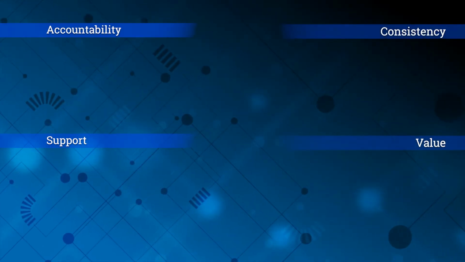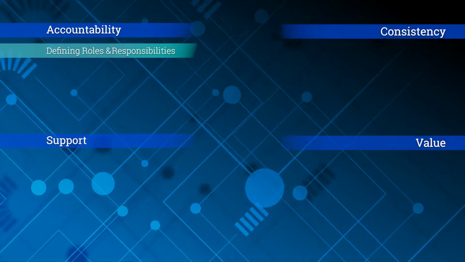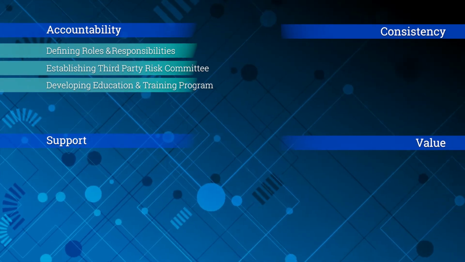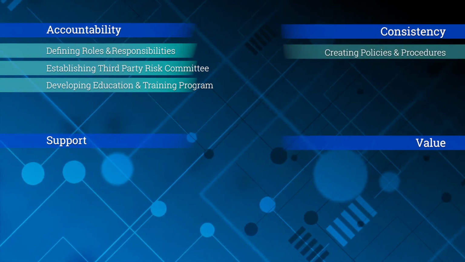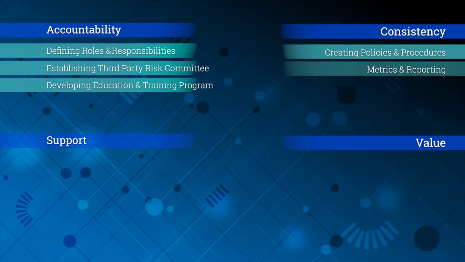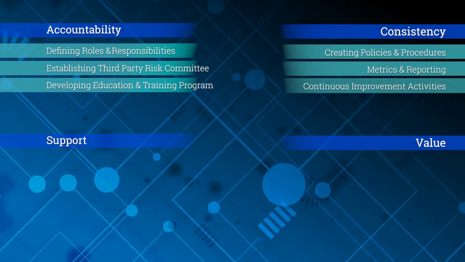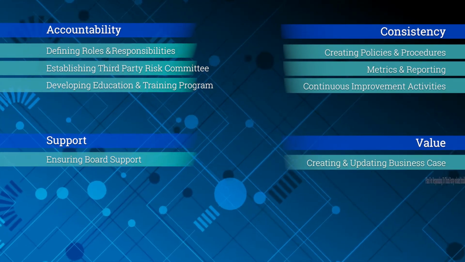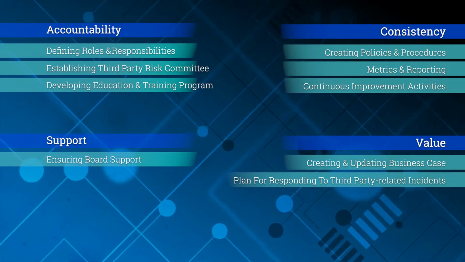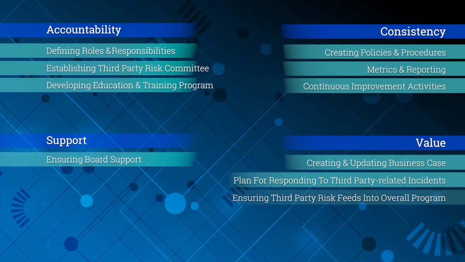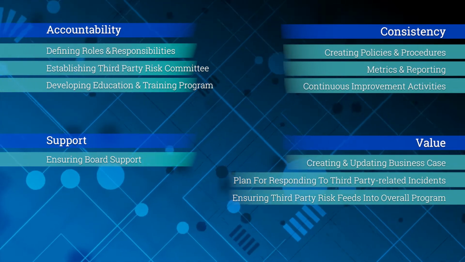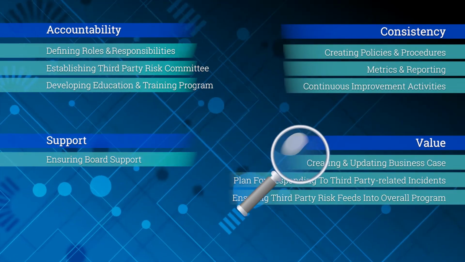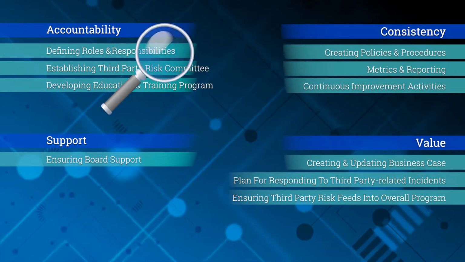Activities in support of oversight include, but are not limited to, defining roles and responsibilities, establishing a third-party risk committee, developing a comprehensive education and training program, creating policies and procedures, as well as metrics and reporting, performing continuous improvement activities, ensuring board support, creating and updating your business case for your program, having a detailed plan for responding to third-party related incidents, and ensuring third-party risks feed into the overall enterprise risk management program. Let's take a more in-depth look into these benefits to determine what governance activities would be required to achieve each one.